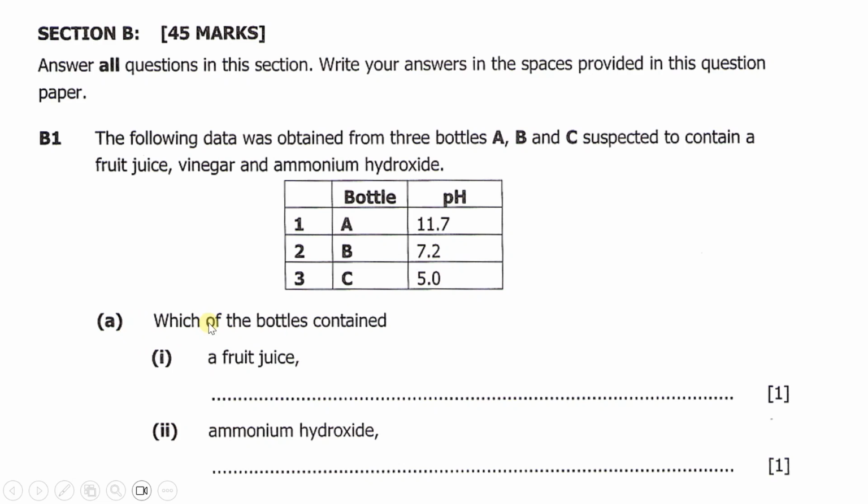Now, when they ask which of the bottles contains the fruit juice: a fruit juice shouldn't be basic and shouldn't be acidic, so it should be this one here, bottle B. Then ammonium hydroxide. Ammonium hydroxide is basic. So which bottle contains something basic? It should be this one with a pH of 11.7, which is bottle A.